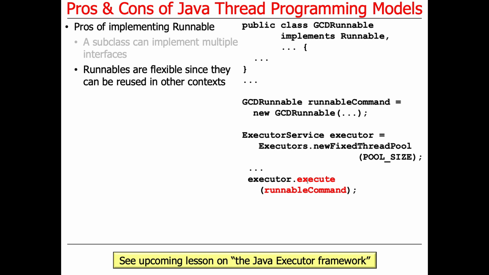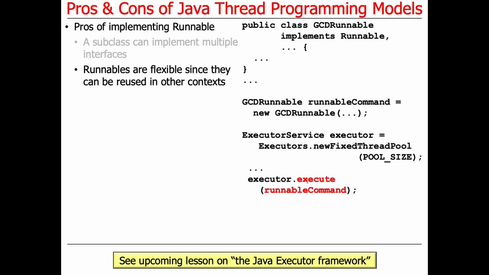Runnables are also more flexible because you can reuse them in other contexts. So if we go ahead and have our GCDRunnable, then one way to do it would be to spawn a thread passing that Runnable in as the constructor parameter to the new Thread. But another way to do it would be what I show here. So in this case, we make ourselves a GCDRunnable. It's just a Runnable. We create ourselves a new fixed size thread pool. We'll talk a lot more about thread pools down the road. And then we go ahead and we execute that Runnable in a thread in the thread pool.